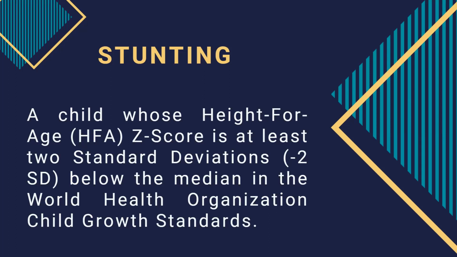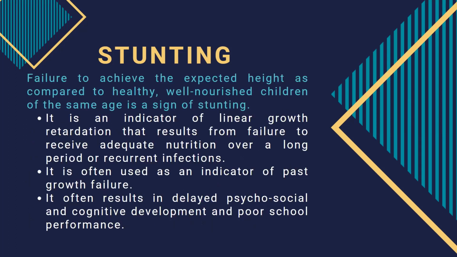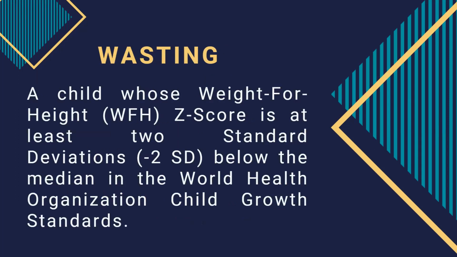Stunting is a child whose height for age z-score is at least 2 standard deviations below the median in the World Health Organization child growth standards. Failure to achieve the expected height as compared to healthy, well-nourished children of the same age is a sign of stunting. It is an indicator of linear growth retardation that results from failure to receive adequate nutrition over a long period or recurrent infections. It is often used as an indicator of past growth failure. It often results in delayed psychosocial and cognitive development and poor school performance.